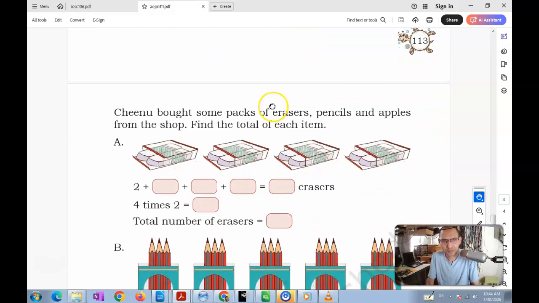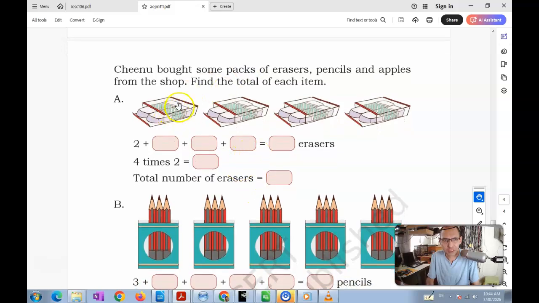Or for example, over here you see these packets of erasers, and each packet contains 2 erasers. So the total number of erasers would be 2 plus 2 plus 2 plus 2, which would be 8 erasers in total. So instead of writing this long expression, I can just simply write 4 times 2, 2 plus 2 plus 2, 4 times. So 4 times 2 is equal to 8, right? So the total number of erasers would be 8.